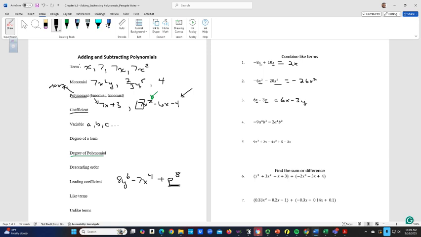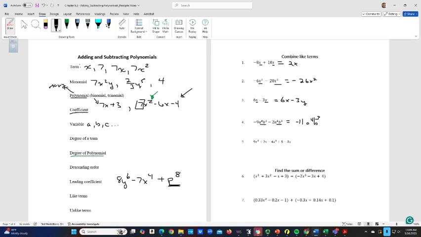All right, as we move into question 4, negative 9a to the fourth b to the third minus 2a to the fourth b to the third. My variables and powers are the same, so I just take my two coefficients. Since they're both negative, I'm going to add those together and keep the sign, and it's a to the fourth, b to the third.